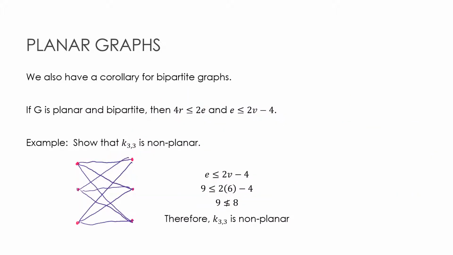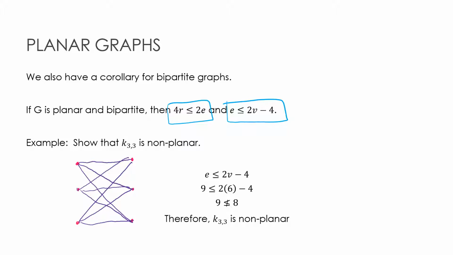So Euler's theorem, obviously great for regular graphs. We haven't talked about now how this is going to work for bipartite graphs. Bipartite, remember, that means we have 2 sets of vertices. So if G is planar and bipartite, then we have 2 very similar corollaries. And again, we can use those to show that K33 and on up, essentially, is non-planar.